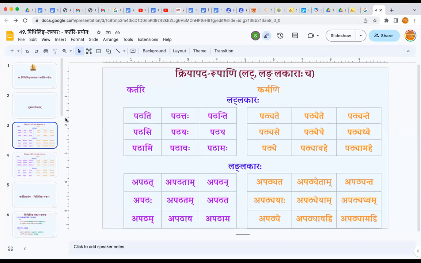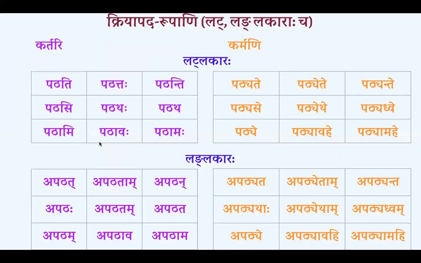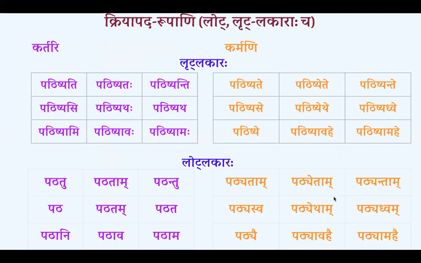So we have seen the Pat Dhatu in Lat Lakara and Lang Lakara. Atra Lat and Lang are there. Pathati Pathataha Pathanti in Kartari, Pathyate Pathyate Pathyante Karmani Ityadi. Same way in Lang Lakara, Apathata Pathatam Apathan in Kartari, Apathyata Apathyetam Apathyanta in Karmani.